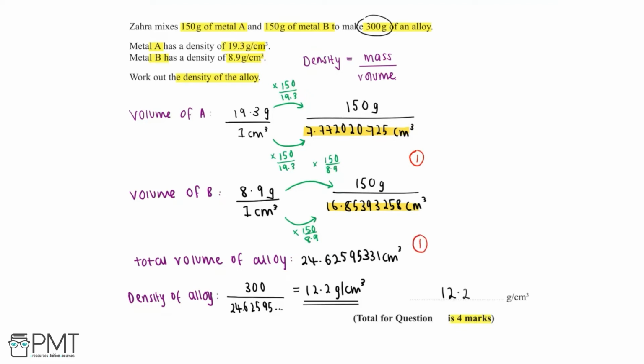We get the third mark for a process to find the density of the alloy by doing the total mass divided by the total volume. And then we get the fourth and final mark for getting a correct final answer that the density of the alloy is equal to 12.2 grams per centimeter cubed, allowing us to get the full 4 marks needed in this question.